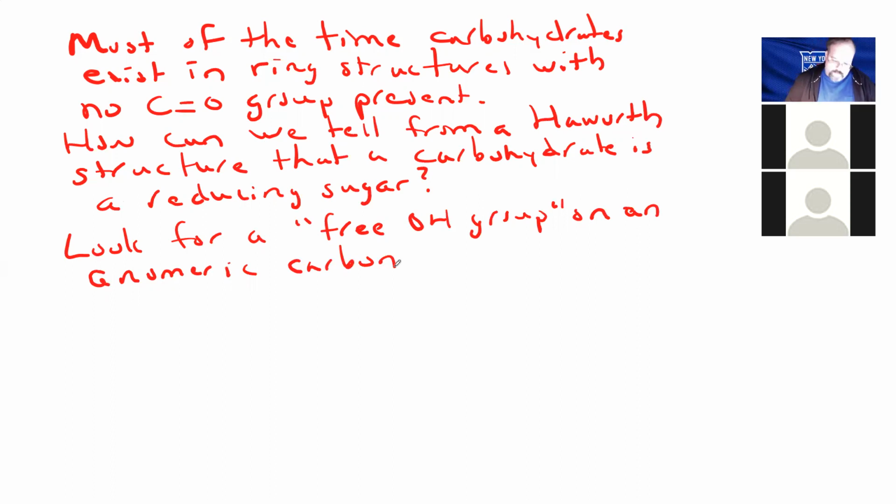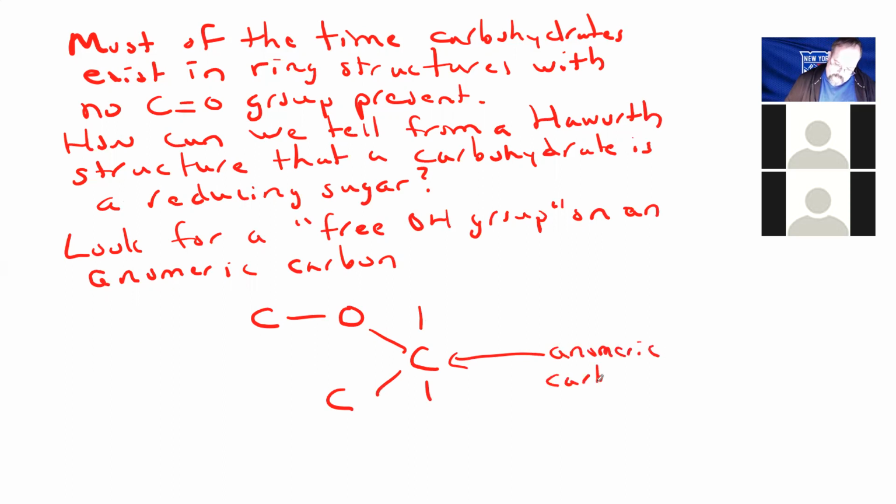So, what does this look like? First off, whether it's a 5-atom ring or a 6-atom ring, the anomeric carbon is always the carbon directly to the right of the oxygen. What does a free OH look like?